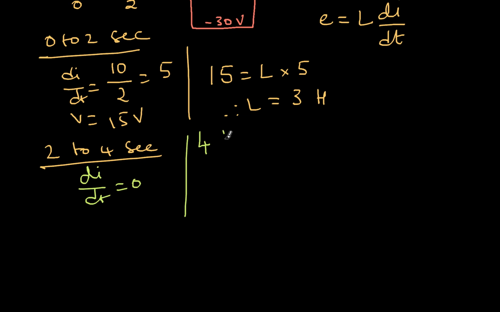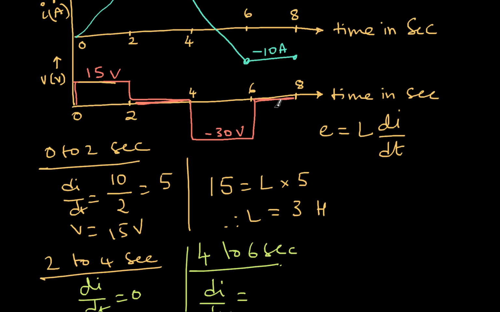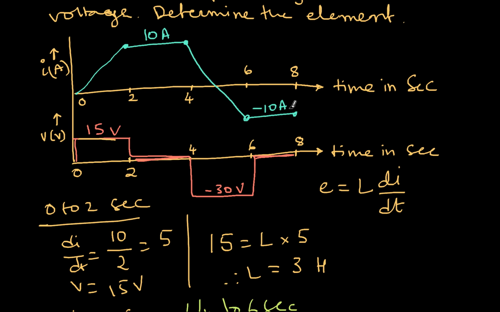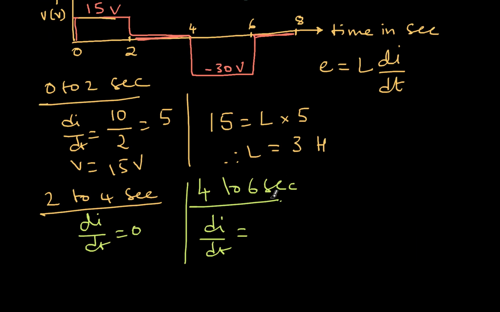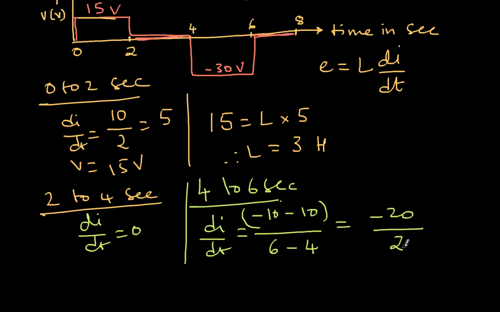What happens between 4 to 6 seconds? Between 4 to 6 seconds, di by dt is nothing but, the final value of current is minus 10, the initial value of current is 10. So minus 10 minus 10, this is minus 20, the change in the current. And the final time is 6 seconds, the initial time is 4 seconds, so 6 minus 4 is 2 seconds. So this is minus 10. So di by dt is minus 10.